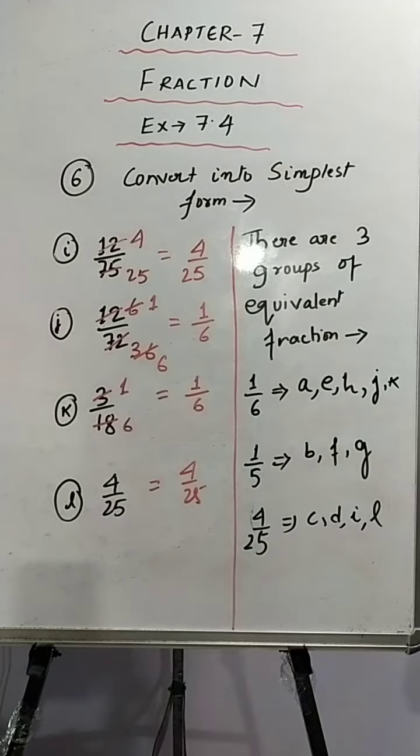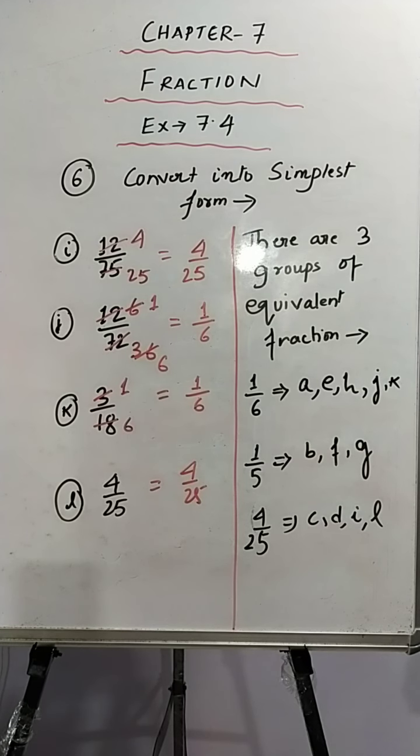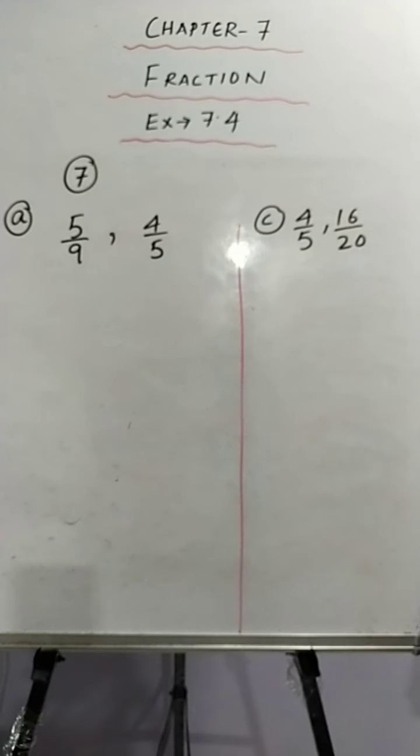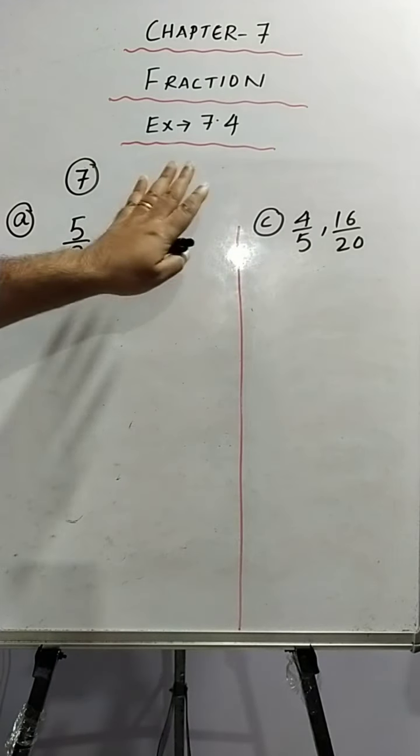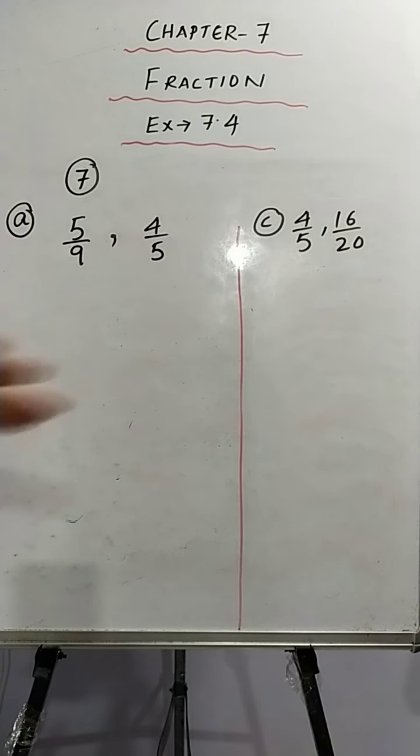I hope all of you have understood. Now let's move on to sum number 7. In question number 7, there are 4 questions, and in each case you have to say whether the fractions which are given are equivalent or not, equal or not. I will show you only sum A and C, and the rest, B and D, are the same. You can practice at home.